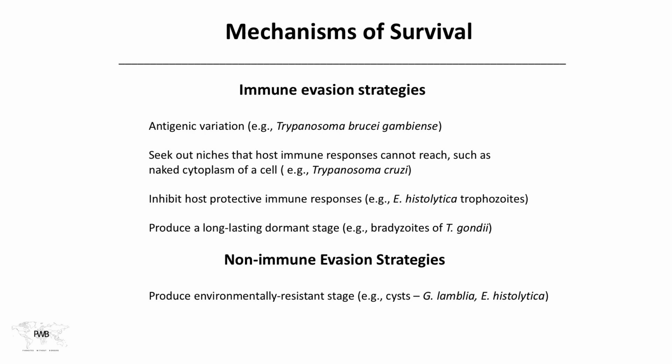Finally, we have a group of organisms which have learned to survive in the environment. They don't actually have to avoid the immune system the entire time that they're in existence. They produce stages which are environmentally resistant, such as Giardia and Entamoeba histolytica. Again, these are names that you're not familiar with right now, perhaps, but certainly by the end of these presentations, you will be discussing them as though they're household words, I hope.